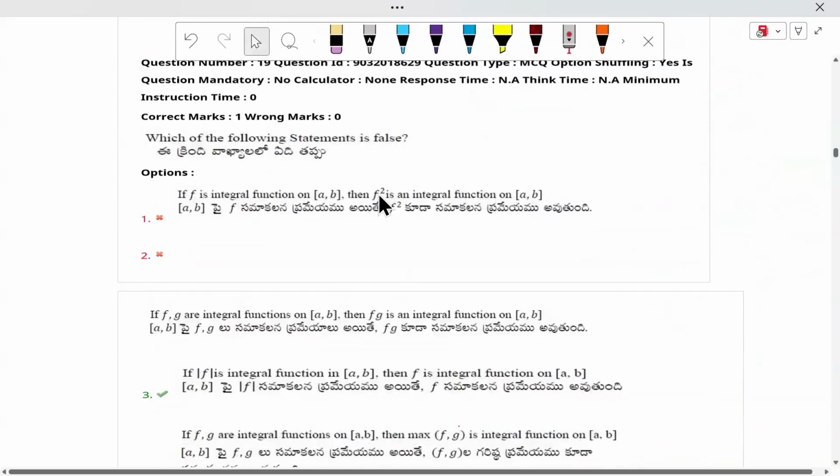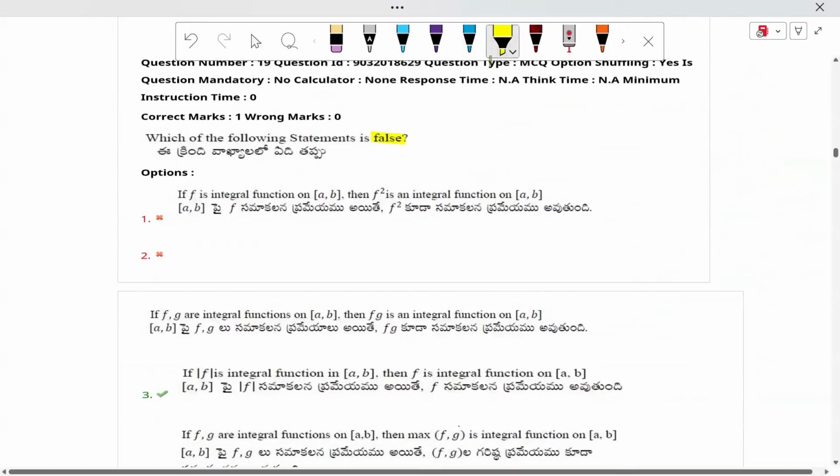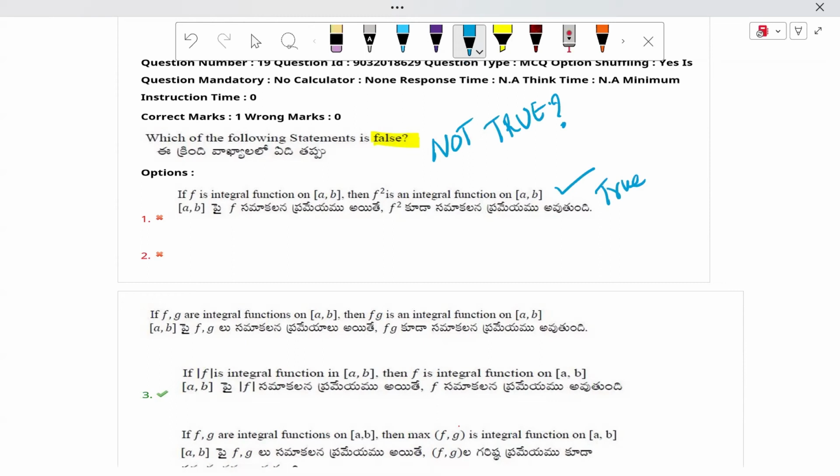Next question. Which of the following statement is false అని అన్నాడు. ఇది వాటిలో false statement. False is nothing but not true. Not a true statement. F is integrable, f square is integrable. Yes, right answer. True statement. f comma g integrable, fg is integrable.